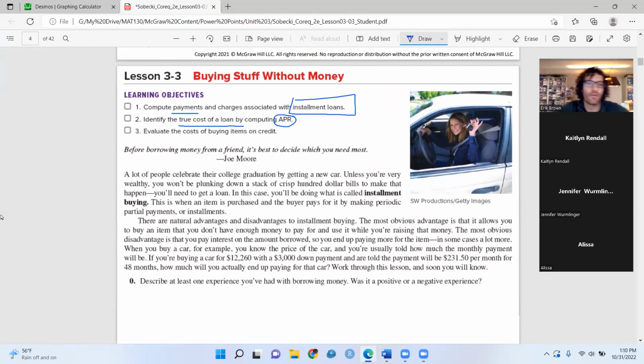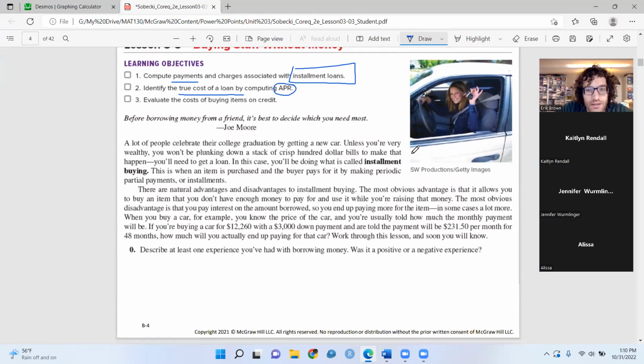I like this quote: before borrowing money from a friend, it's best to decide which you need most. Yeah, you shouldn't borrow money from friends and family. That doesn't tend to end well, right? Or you shouldn't loan money to friends and family. Just assume you're never going to get the money back, right? Just go through the bank system if you can.